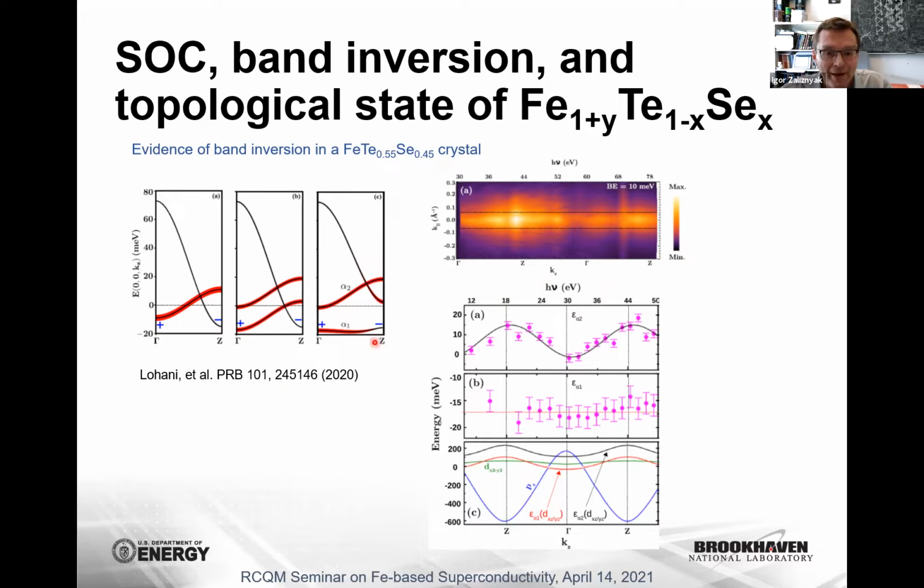So Kanigal's group has indeed shown that this alpha 1 band does experience band inversion. It changes symmetry along the gamma Z line, and that was shown by measuring intensity along gamma Z and showing that the intensity varies. So anyway, there is a band inversion. There is also another study that showed band inversion directly in a series of monolayer films of iron tellurium selenide with different doping. So there is band inversion.